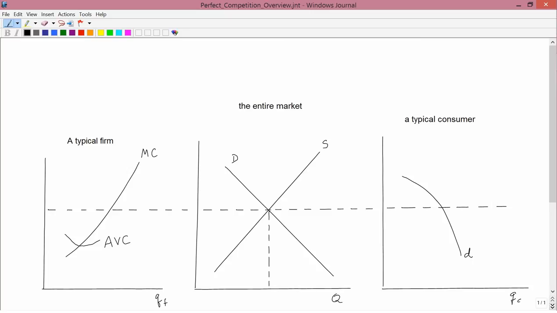It's important to be clear about exactly the way a perfectly competitive market works. Sometimes I'll just refer to it as a competitive market. As we said several times before, competition is the synonym for perfect competition in economic theory. You all are familiar with the middle diagram from your principles class. I have a demand curve and a supply curve.